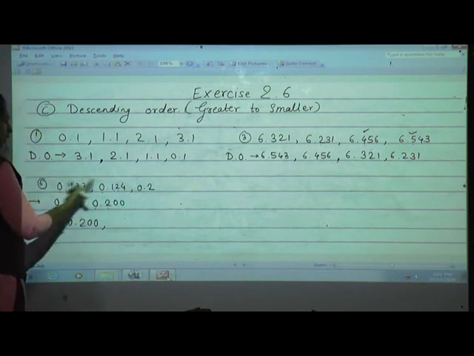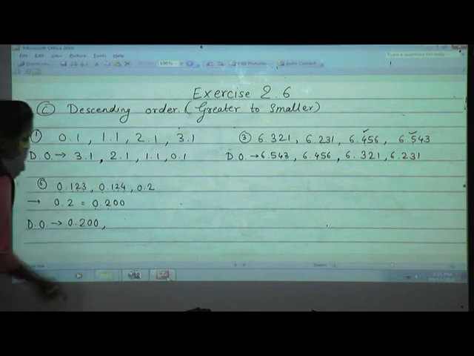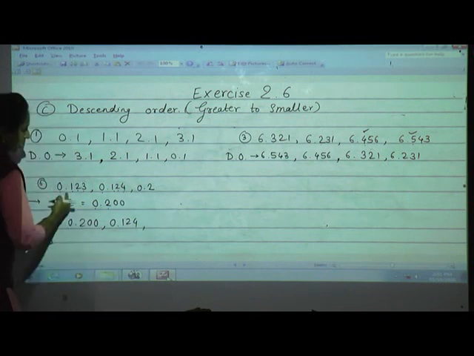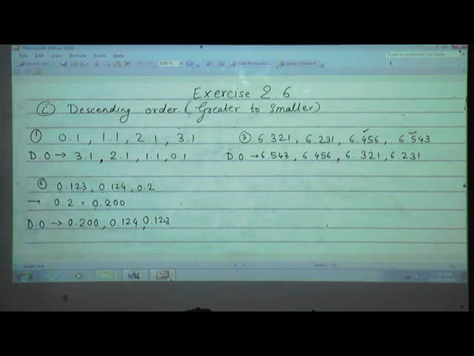Now we need to compare these with the hundredths place. Now hundredths place 2 is there. Then what to do? Go with the thousandths place. Thousandths place here 3 and 4. Which is greater? Of course 4 is greater. So write 0.124, comma, last 0.123. Clear till here? Yes?